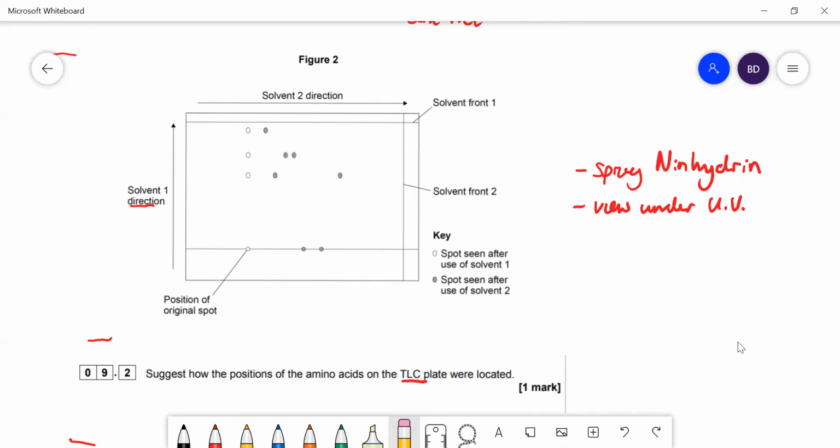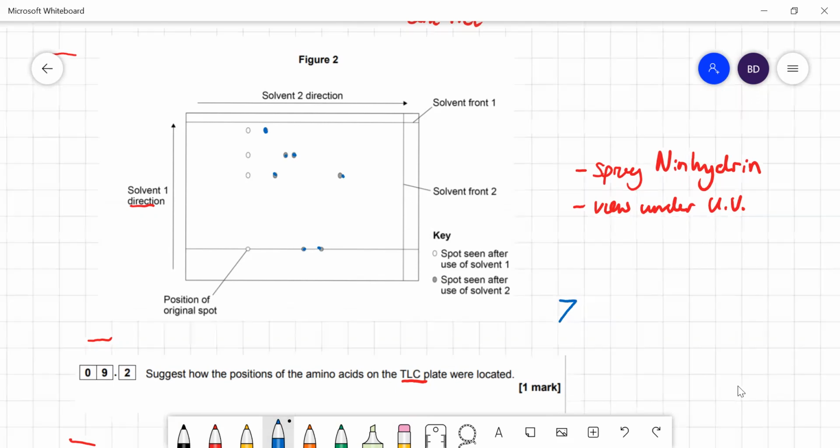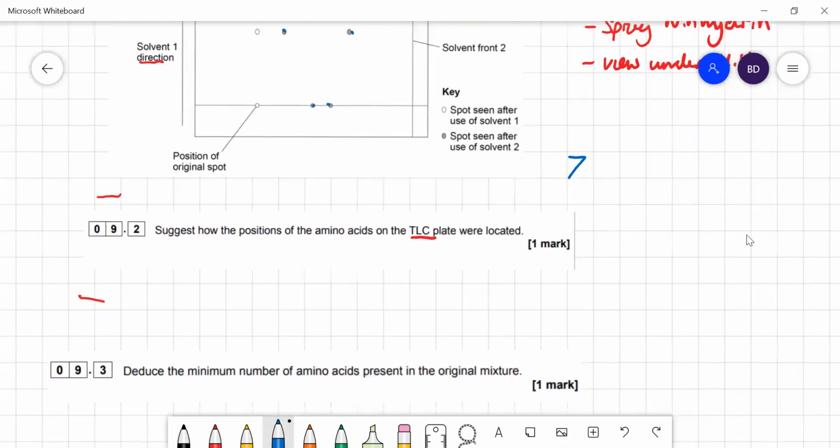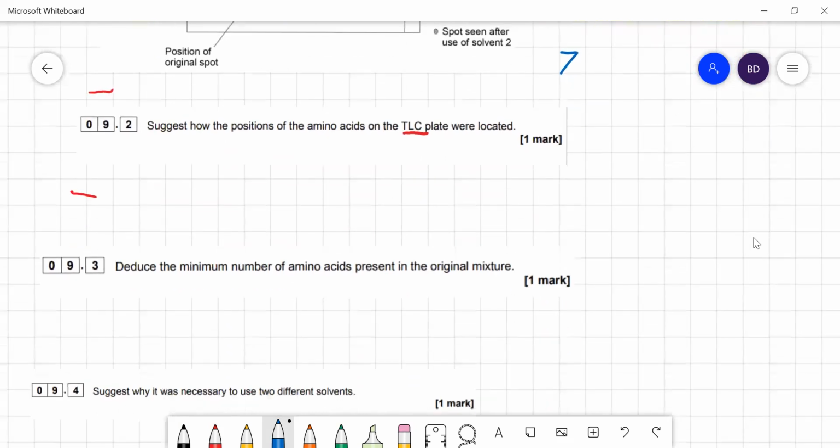So you've got 1, 2, 3, 4, 5, 6. There are 7 spots, 7 different amino acids in the mixture. Right, that's the answer to question 9.3.